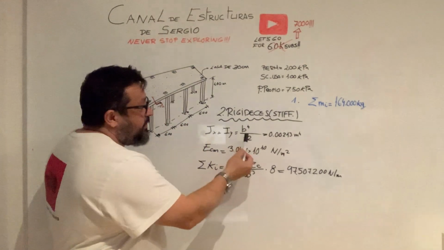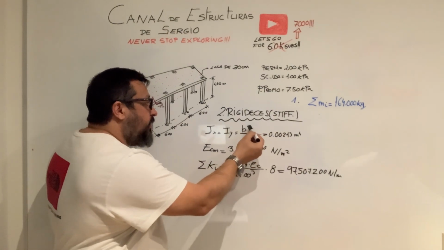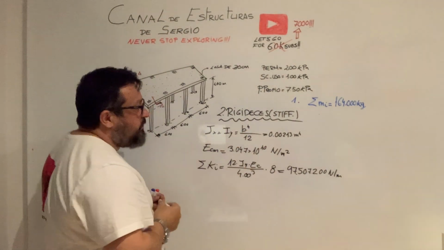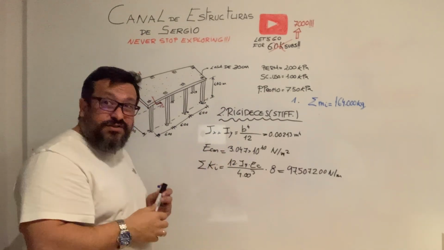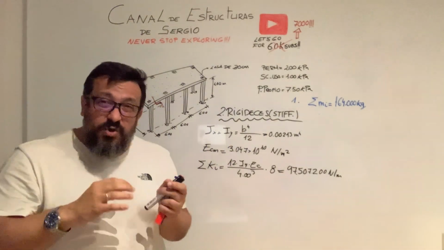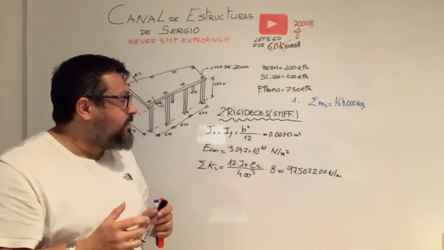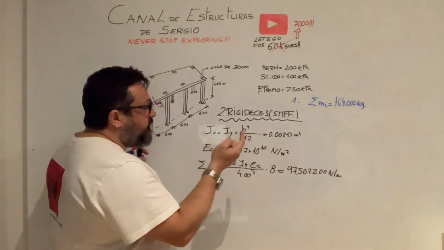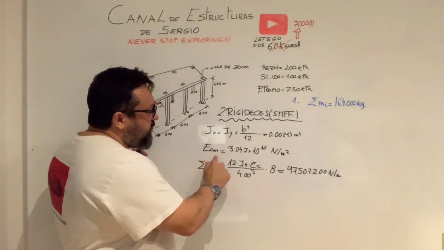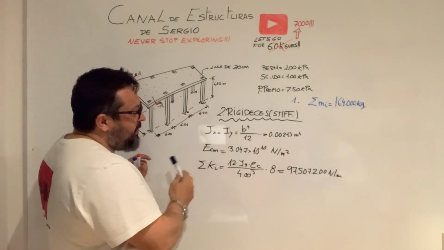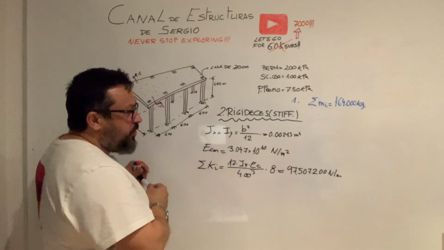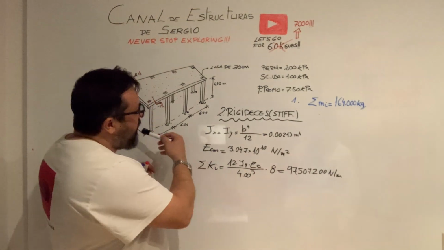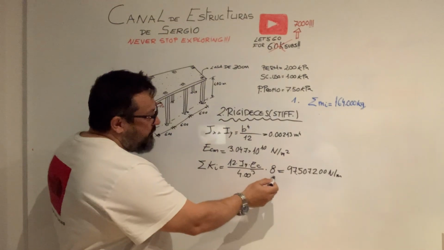That is equal to b to the fourth divided by 12. We are going to consider the gross section. Maybe we can think about it being cracked, but for this exercise we keep the second moment of inertia for the gross cross section. Then the Young's modulus, the elasticity modulus of the concrete, is the value provided by Eurocode 2. And then we have to deduce the global stiffness provided by the 8 columns.